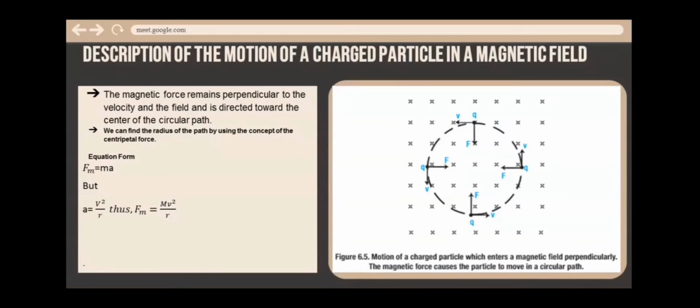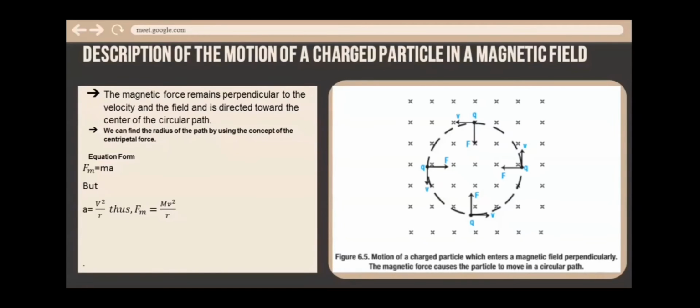The kinetic energy of a traveling charged particle is unaffected by a constant magnetic field. This is because the force acting on the moving charge is always perpendicular to the charge's motion. As a result, the magnetic force is unable to modify the charged particle's kinetic energy. This force can only change the direction of the particle's motion. So a charged particle in motion in a magnetic field has a circular trajectory. The magnetic force remains perpendicular to the velocity and is directed toward the center of the circular path. We can find the radius of the path by using the concept of centripetal force.